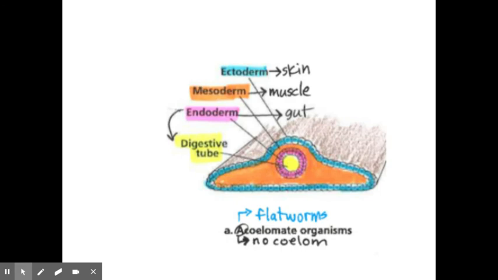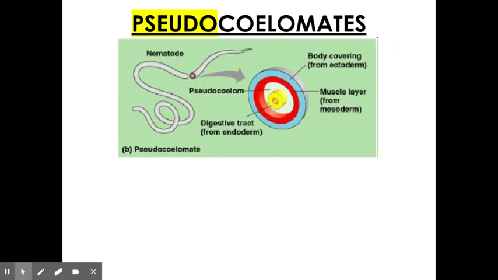My in-person students have to color code a diagram to show the similarities and differences in these three types of body cavities that we're going to talk about. So you can see that the ectoderm are the blue cells. Those give rise to the skin in adult flatworms. The mesoderm becomes the muscle, and the endoderm became the gut. So again, flatworms are acoelomates. No space, no coelom.